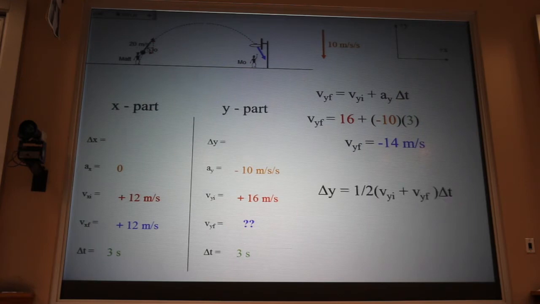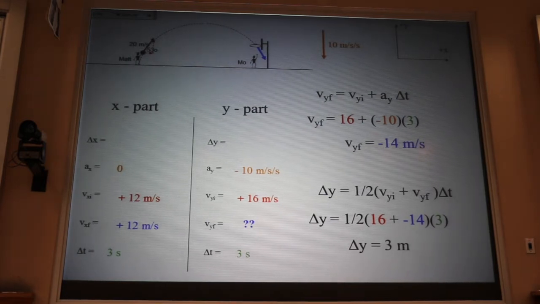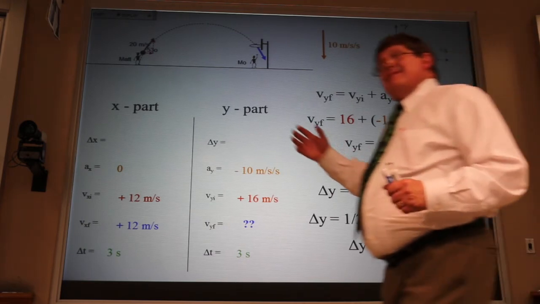If I look for delta y, I can use any one of those equations that have delta y in it. Would give you the same answer. I tend to use the first 2 equations whenever I can because they're the fundamental equations. So in this case, I would have 16 up plus 14 down. The average would be 1 up times 3, which would give me 3 meters. Now, that's easy.